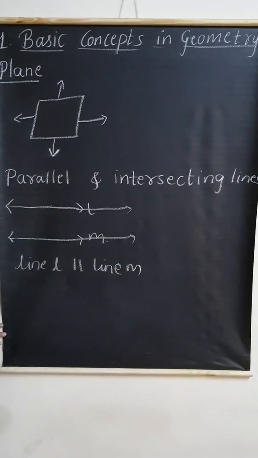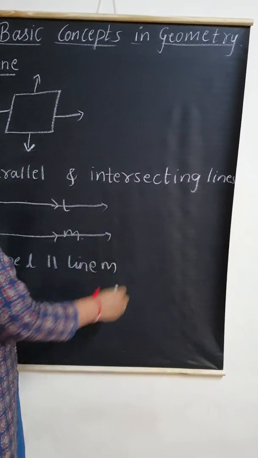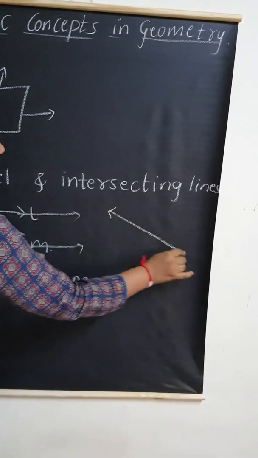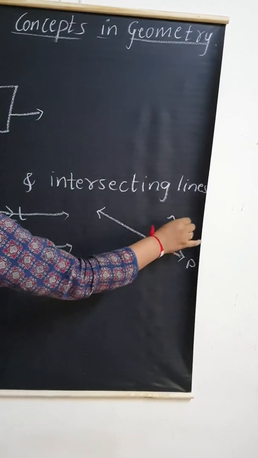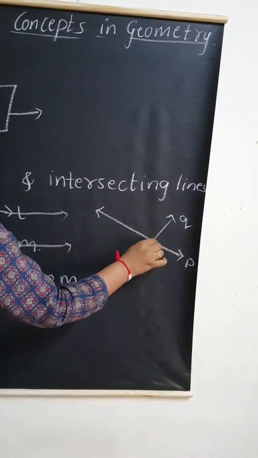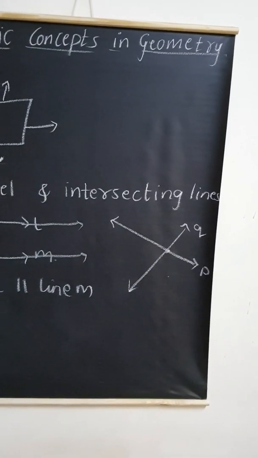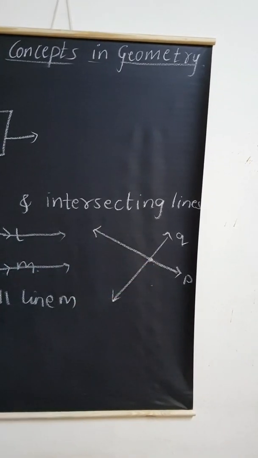Now what are intersecting lines? The intersecting lines are the lines which meet each other at a common point. For example, line P and line Q. So these two lines intersect at some point. So these lines are called intersecting lines. Intersecting means to meet. So the lines which meet each other at any given point are called intersecting lines.